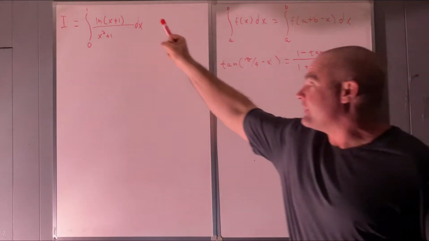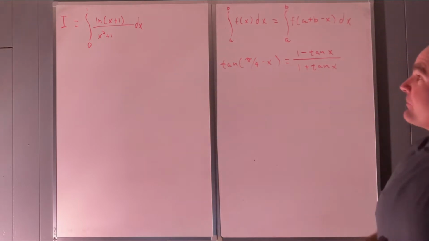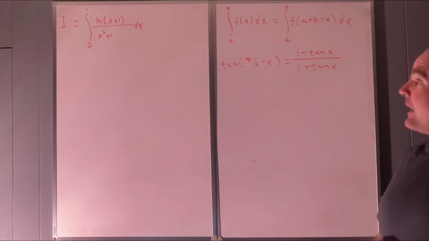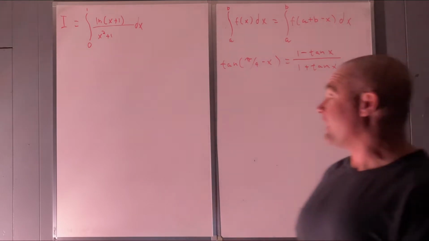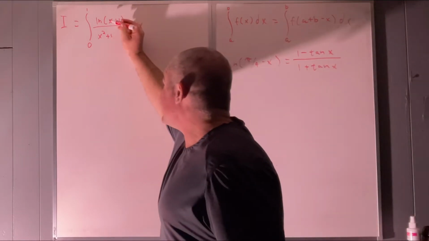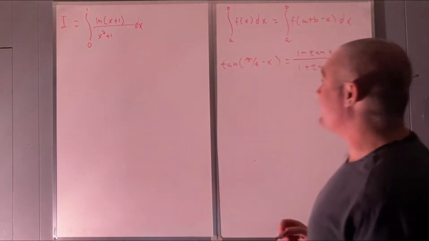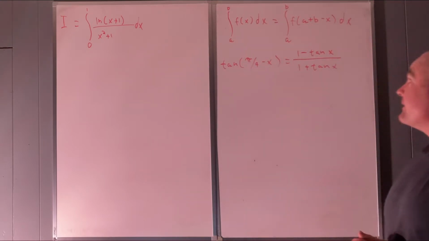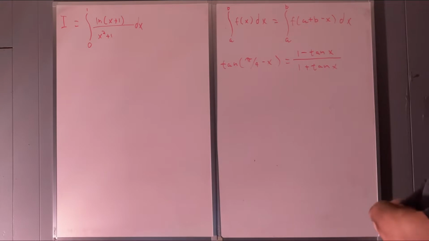Today we'll be re-evaluating this integral using King's property. Previously I evaluated it using Feynman integration by introducing a t right in front of that x, but today we're going to be using King's property. Just a quick refresher, this is King's property. It says that the integral from a to b of f of x dx is equal to the integral from a to b of f of a plus b minus x dx.